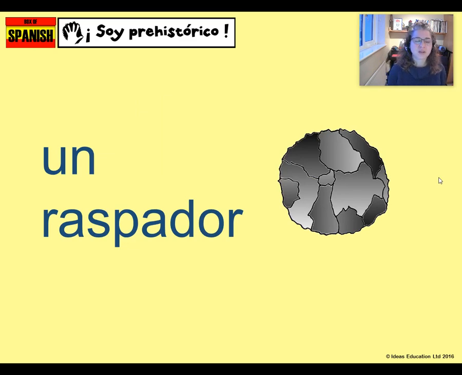And that last one is un raspador. Un raspador. Now, these were a lot smaller than hand axes, probably about this size, also made of flint with a sharp edge, and it's a scraper. They used to use it to clean the animal skins before they made them into clothes or even shelters. They had to scrape all the stuff off the inside to leave just the skin. So a raspador is a scraper. And if you think of when your throat is a bit sore and scratchy, that's called a raspy throat. So we have a connection to English there as well to help us remember.